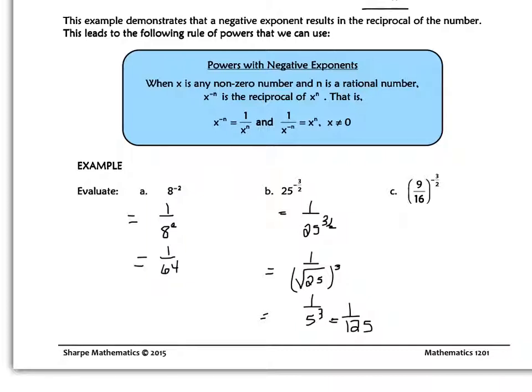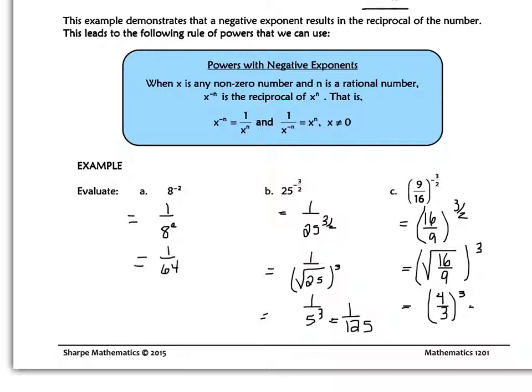Now, when we have a base that's a fraction, 1 over a base is the same thing as the reciprocal of the base. So that would make this 16 over 9 to the power of positive 3 over 2. Then that would give you the square root of 16 over 9, all cubed, which is 4 over 3, all cubed, or 4 cubed, which is 64, over 3 cubed, which is 27.